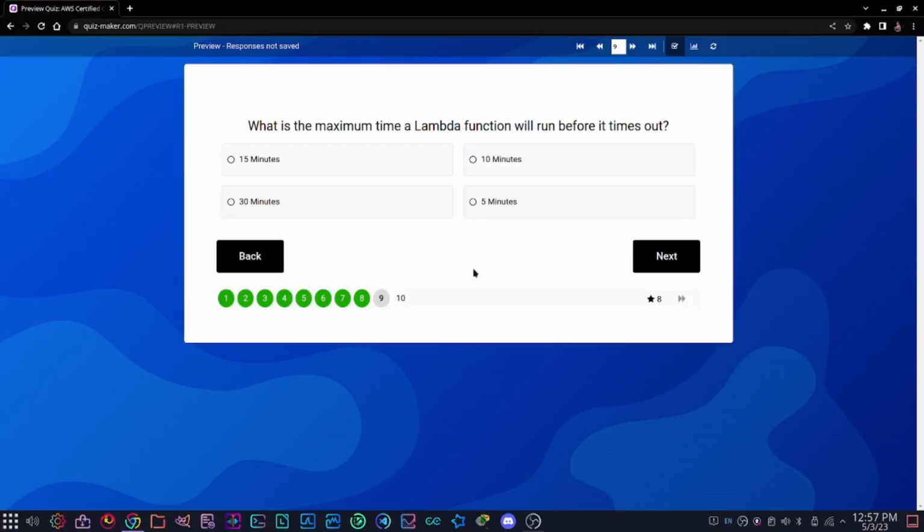Question 9. What is the maximum time a Lambda function will run before it times out? First, we have 15 minutes, 10 minutes, 30 minutes, or 5 minutes. And this is one that you kind of just have to know. It's not really one where you can use process of elimination, but the answer for this one is going to be 15 minutes. A Lambda function will time out at 15 minutes.